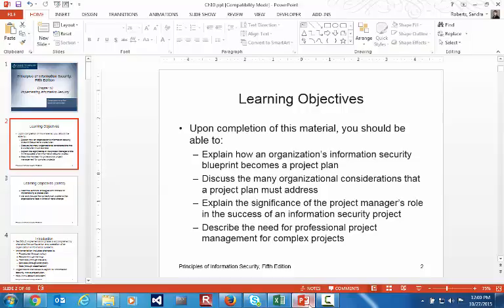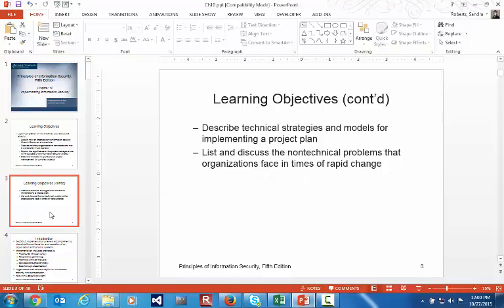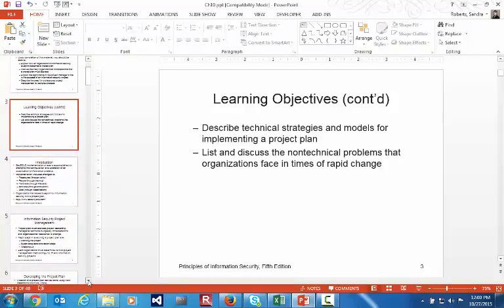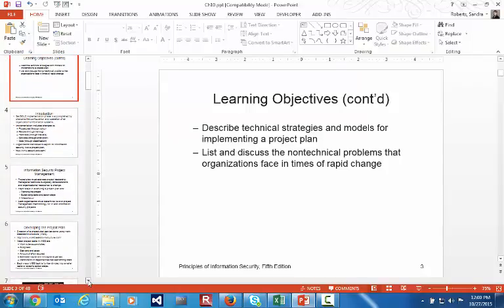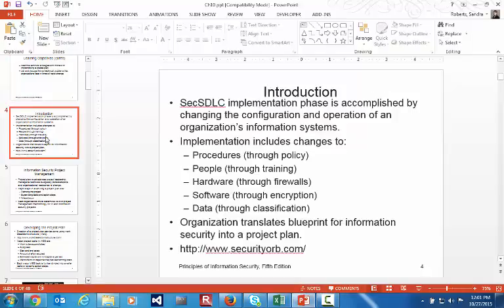The role of the project manager in the information security project, and sometimes they really are complex. The technical strategies, and like I said, I did a lot of website looking when I was doing this. The non-technical problems that can happen in times of rapid change. And what I really see now is that companies are doing a rapid change, trying to get security systems in place. They really are. Maybe it wasn't down on paper. Maybe they had some kind of security, but not a whole lot.